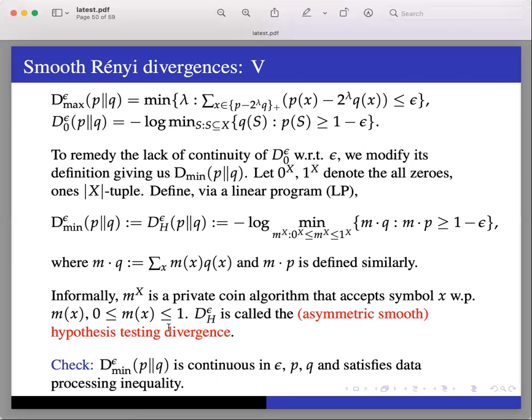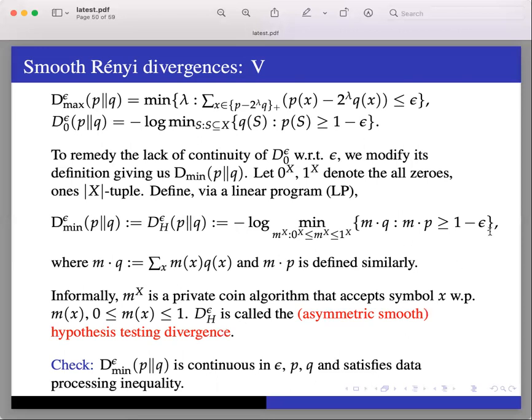So I didn't get this informally, M is a private kernel algorithm part. So what we have done is this definition of d epsilon min, whatever we had defined previously, we have just rewritten it in some other way. Yeah, so the informally that part, like now what?